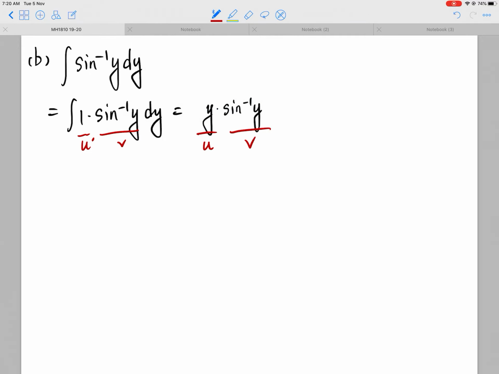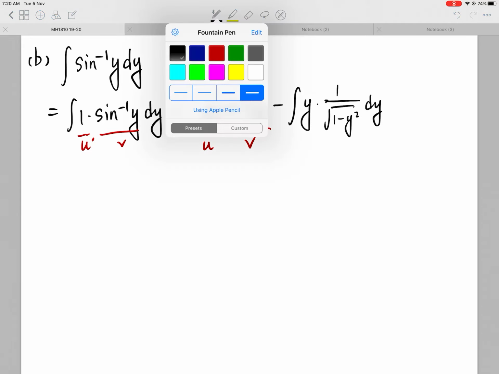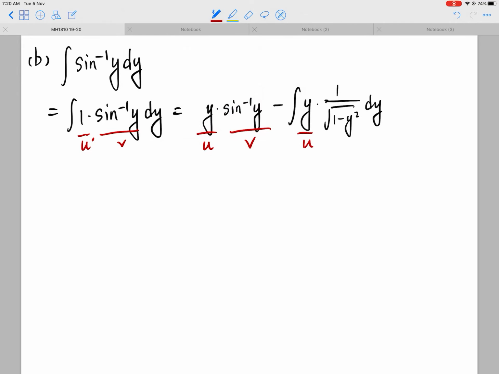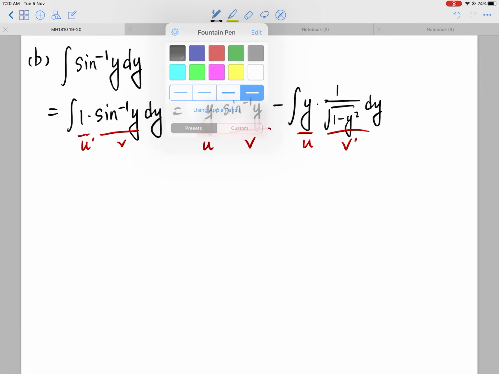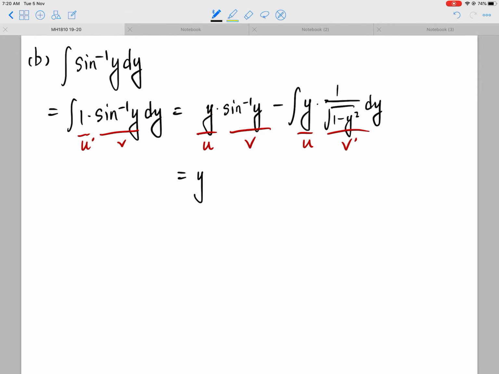So it's u times v minus integration of, right, u times v's derivative. Okay, so integration of u times v's derivative. So it's this minus this. Right. So what should you do to this part?